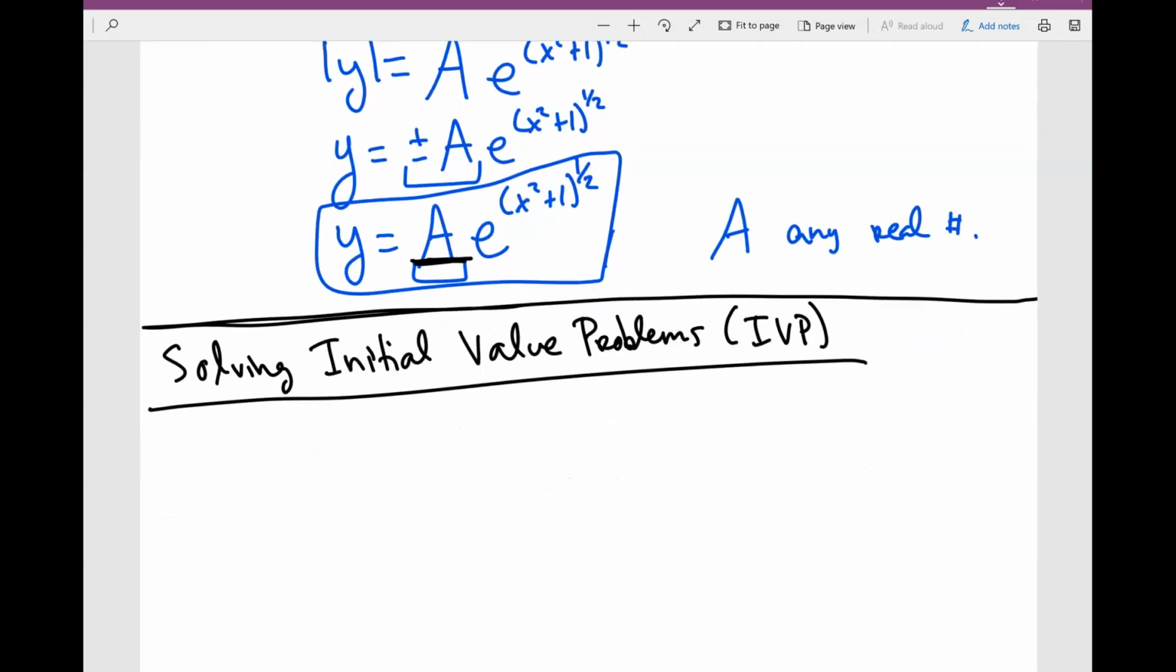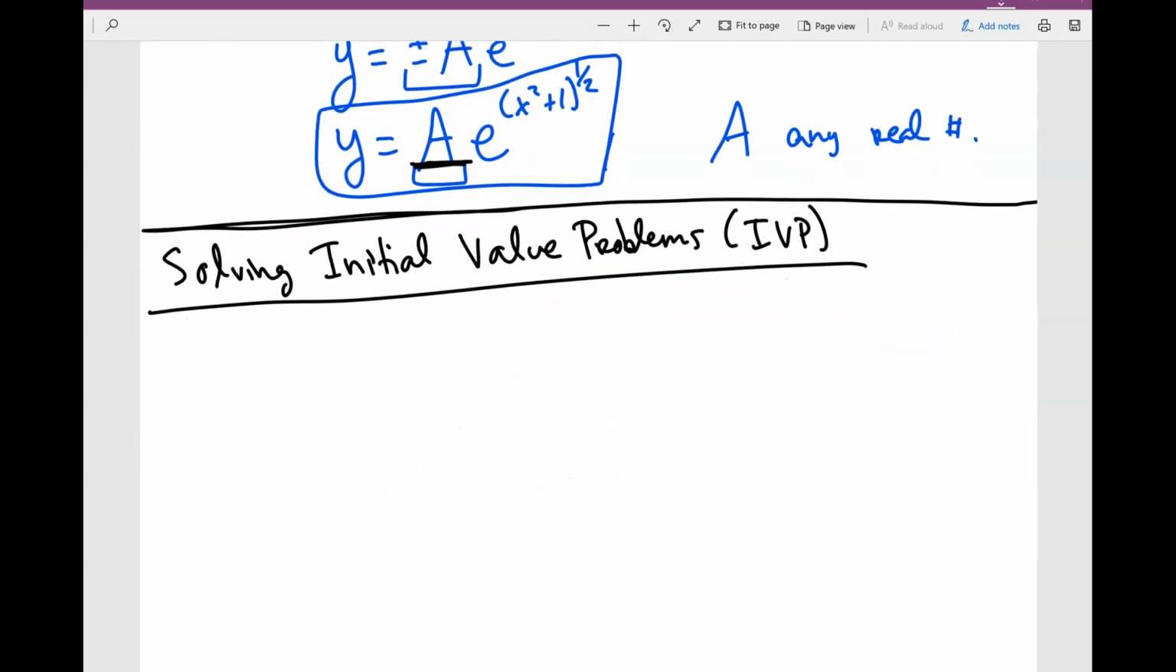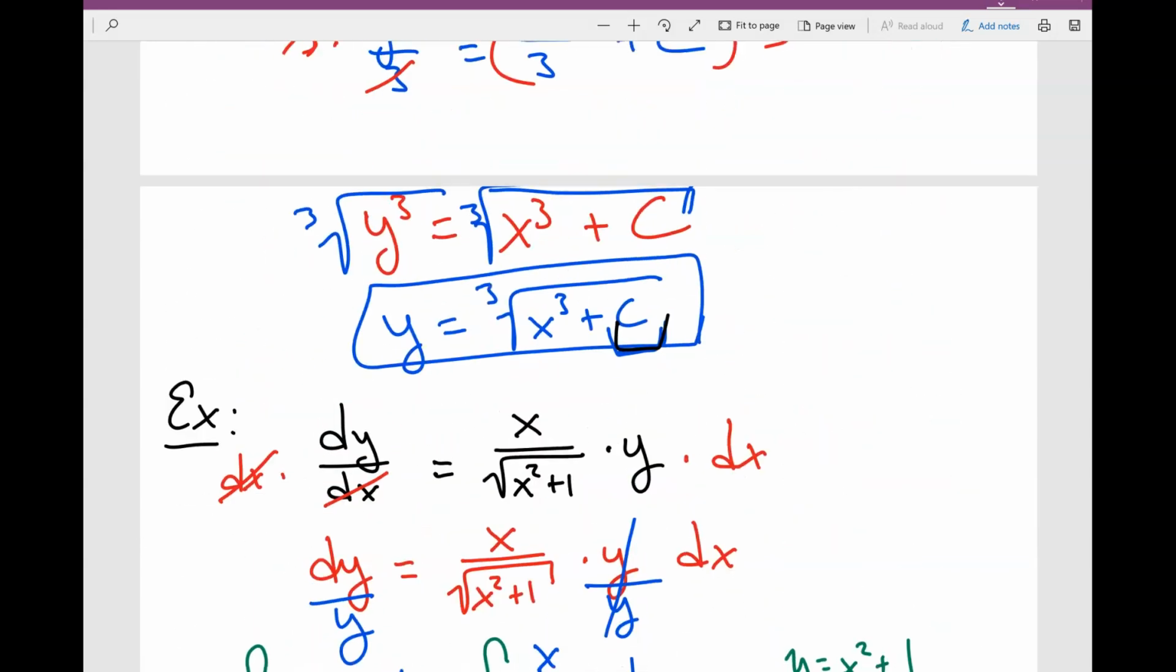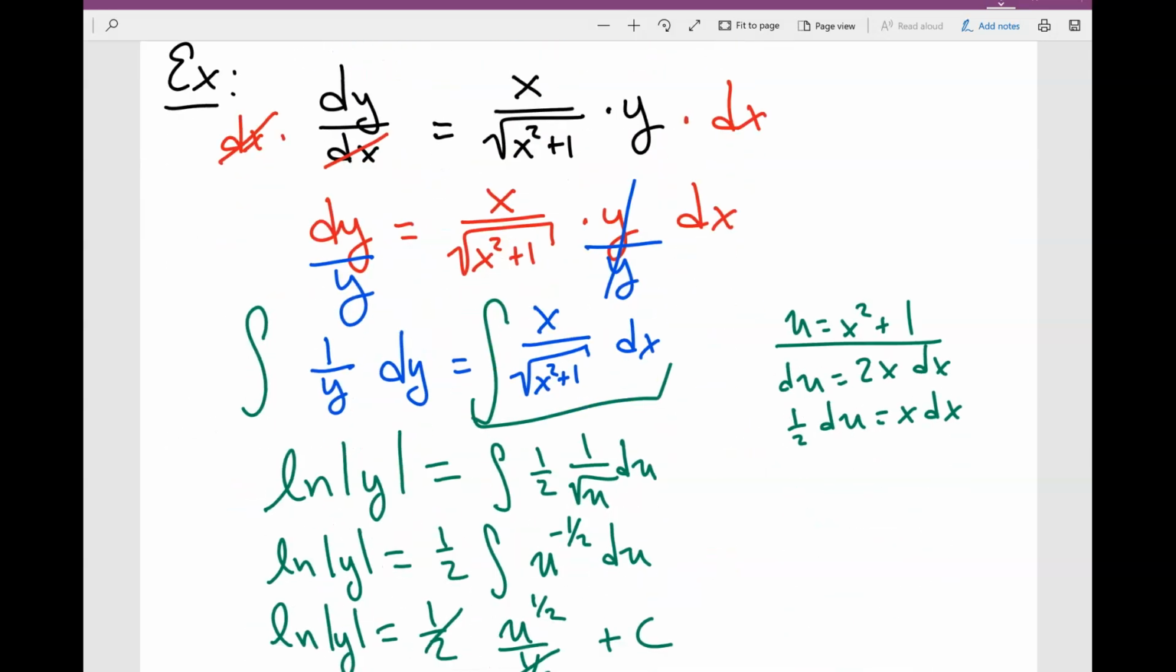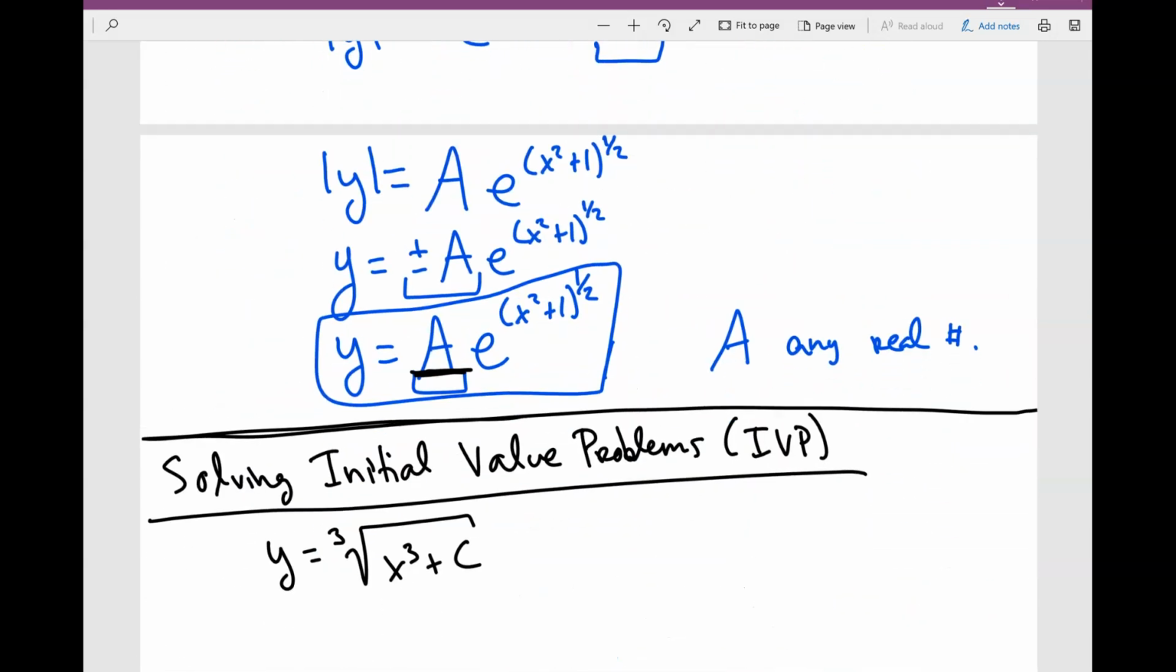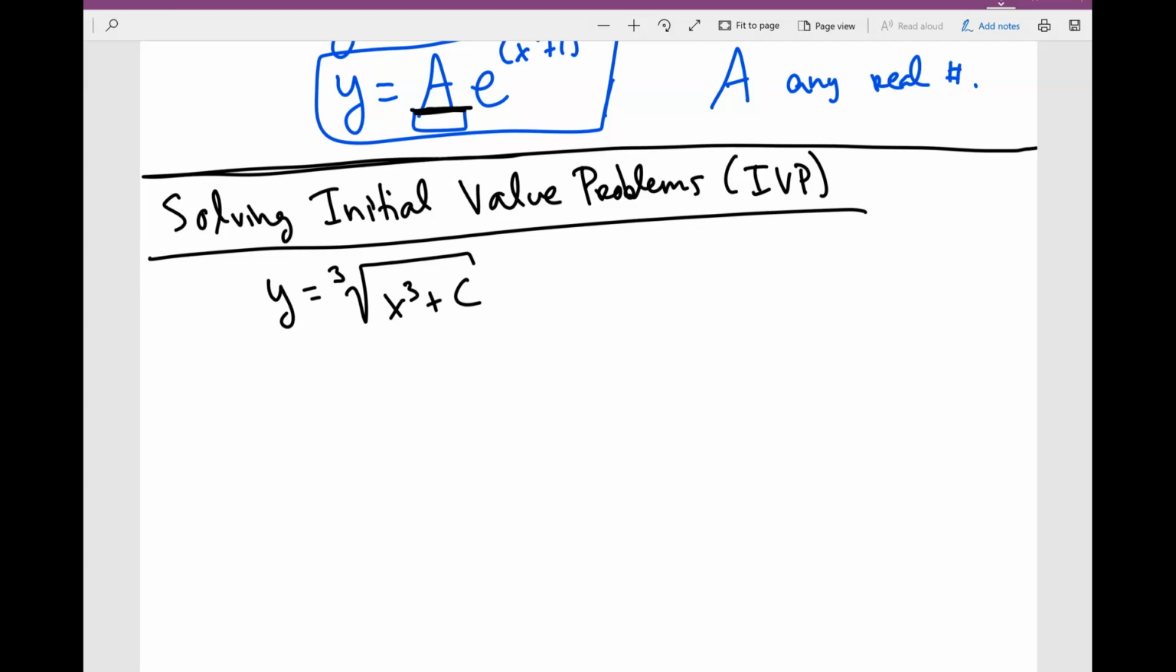So usually, let's take, for example, the first problem that we did. So we said that y was equal to the cubed root of x cubed plus c. That's what we said. I think that was the answer for the first problem. Yes, it was this. Okay, so let's say that was a solution, and you were actually given additional information. We are given that the initial condition is the following, that y of 0 is equal to 2.